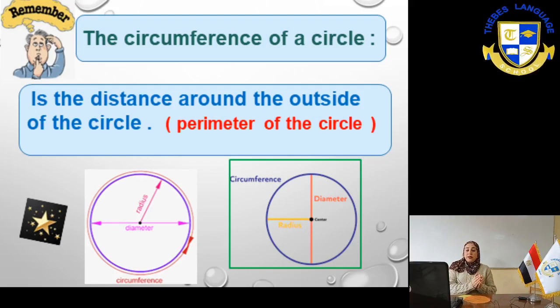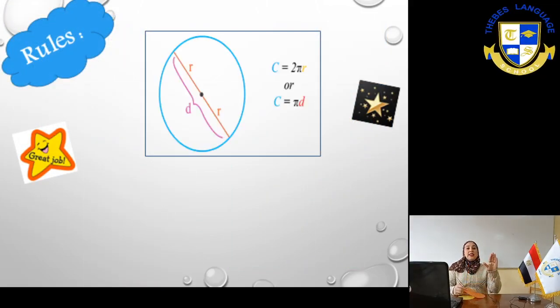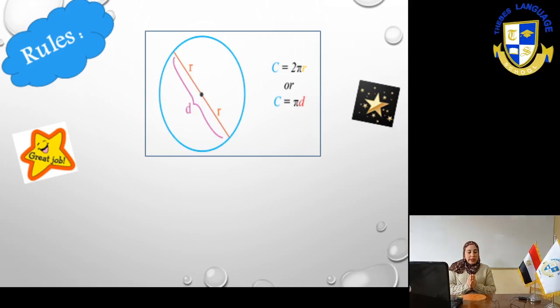I'll use the first one if I have the radius length, and I'll use the second one if I have the diameter length. So we could say that pi equals circumference divided by the diameter. Okay, and it's a certain value. We will use it like a certain value, which is 22/7 or 3.14. Okay, here I have another rule. I could use it too. Diameter equals circumference divided by pi, and the radius equals circumference divided by 2 pi.